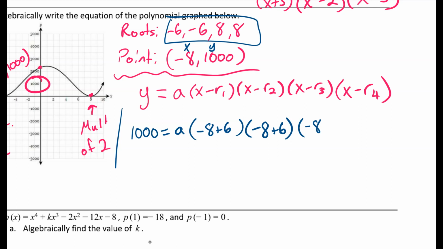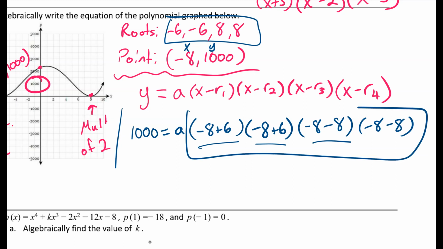X is still negative 8, minus 8, negative 8, minus 8. Now, at this point, if you've substituted in everything correctly, I don't expect you to be doing this by hand, and I don't expect you to do it piece by piece by piece. Slap all of this together right into your calculator. Get out a number and keep going from there.